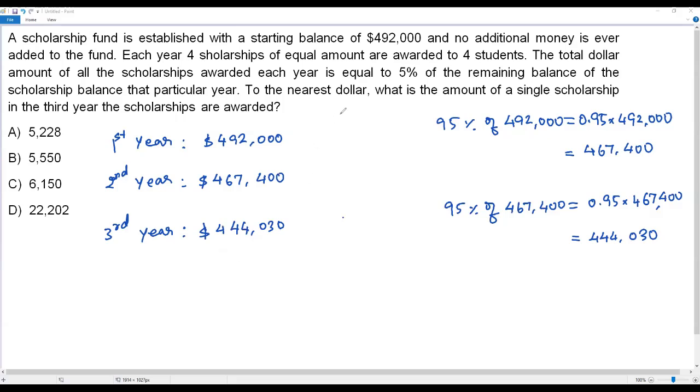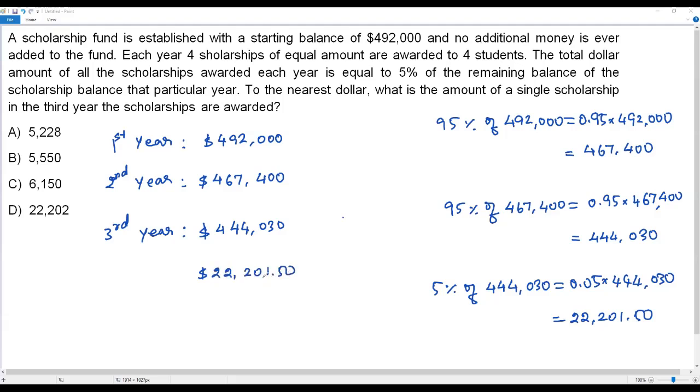Actually, our aim is to find the amount of a single scholarship in the third year. Okay, first let's calculate the total scholarship money given from this fund. For that we have to calculate 5% of this money. So 5% of $444,030 equals 0.05 times 444,030. When I multiply these two numbers, I am getting $22,201.50. So this is the money given for the total of 4 scholarships in the third year.